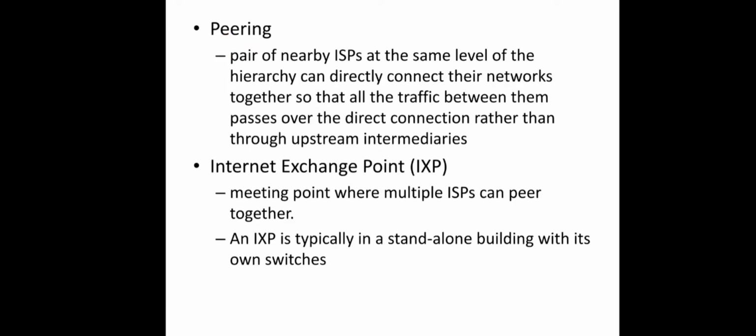And the next term is peering. Peering, as the name suggests, means directly connecting ISPs at the same level. A pair of nearby ISPs at the same level of the hierarchy can directly connect their networks together, so that all the traffic between them passes over the direct connection rather than through the upstream intermediaries.